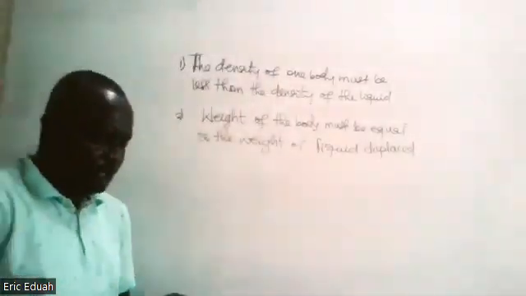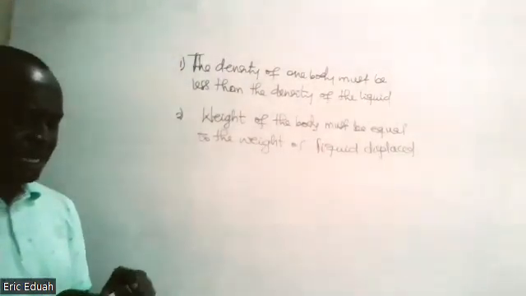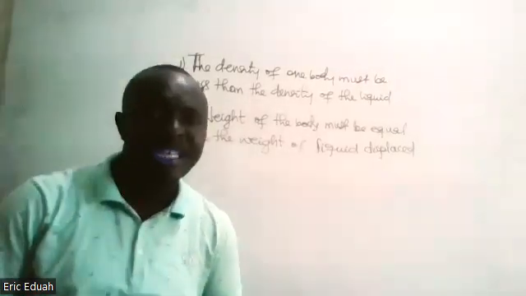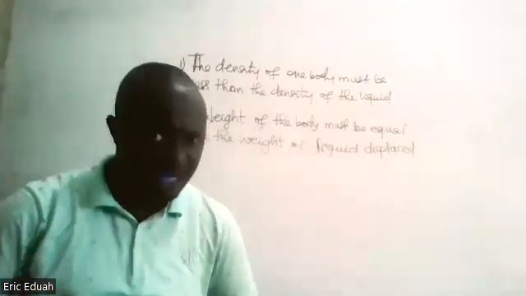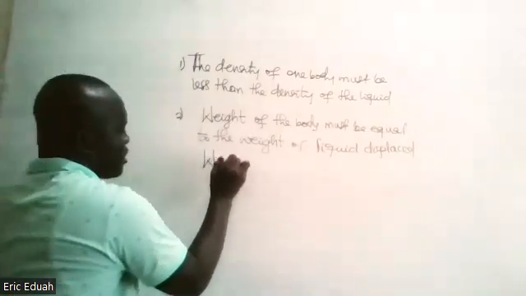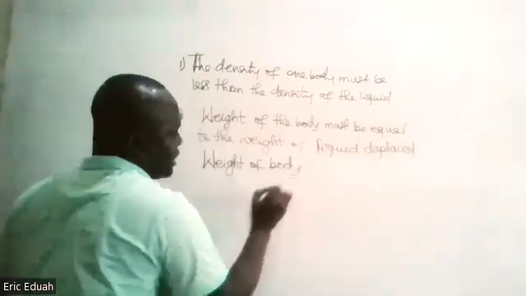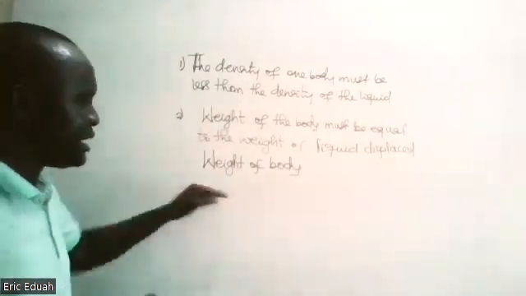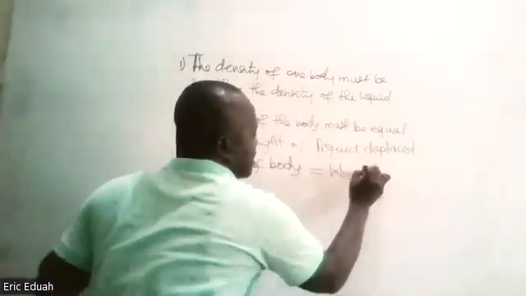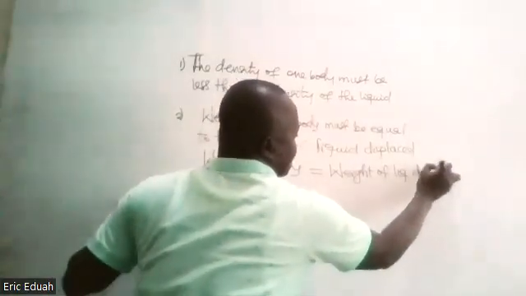So for a body to float, the weight of the body must balance the weight of the liquid that the same body displaces in the liquid. You will get it, don't worry. Weight of body must be equal to the weight of liquid displaced.